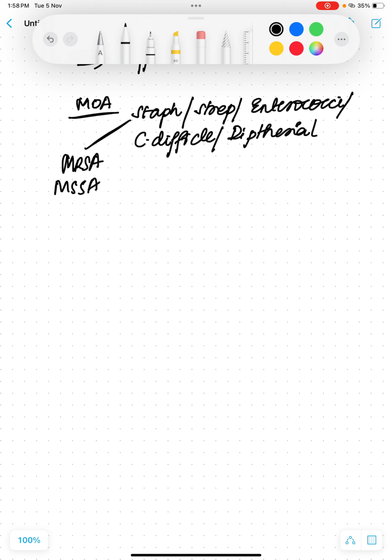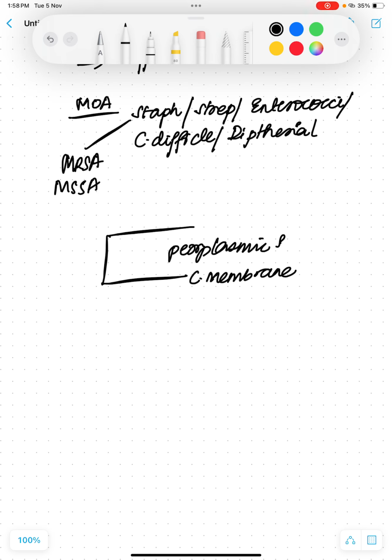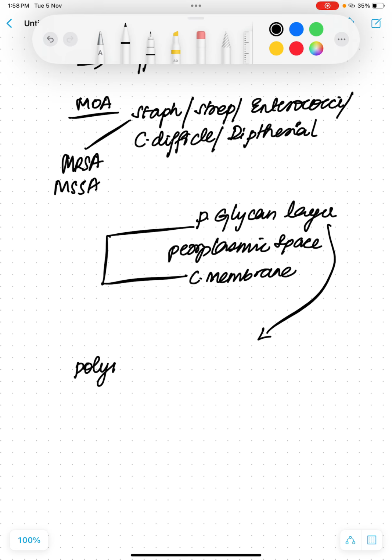Now, what is the mechanism of action? As I said, this drug is highly sensitive against gram-positive bacteria. When you see the bacterial cell wall of a gram-positive bacteria, it has a cytoplasmic membrane, a periplasmic space, and a peptidoglycan layer. Now what is this peptidoglycan layer? It is nothing but polymers of N-acetyl muramic acid and N-acetyl glucosamine.